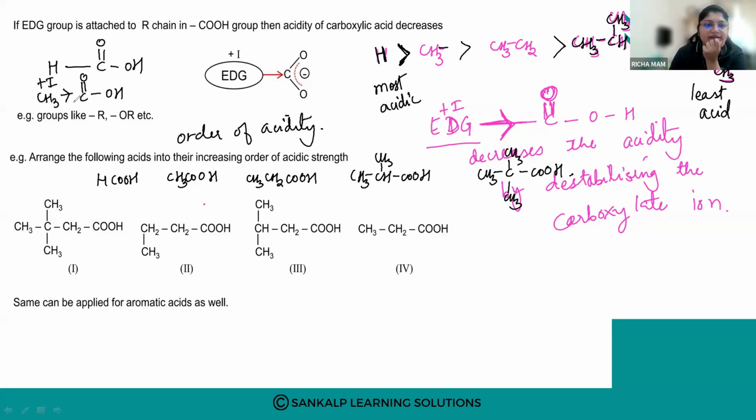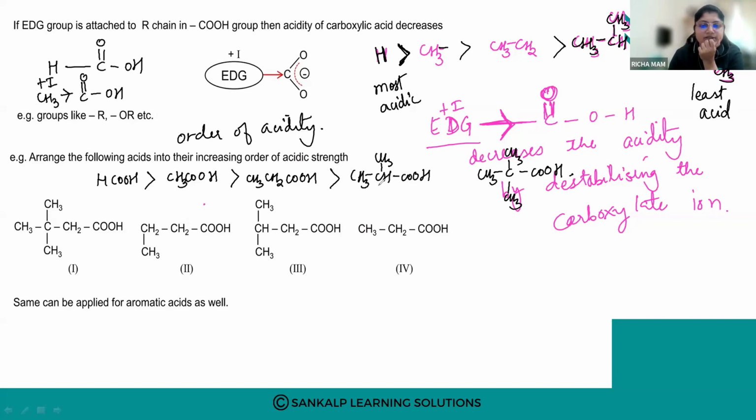Now here the methyl group is there. Because of this methyl group, the negative charge won't be resonance stabilized, so it will decrease the strength. Whenever I have formic acid, the acidic strength will be more. Formic acid is more acidic, then acetic acid, then propanoic acid, and then butanoic acid.